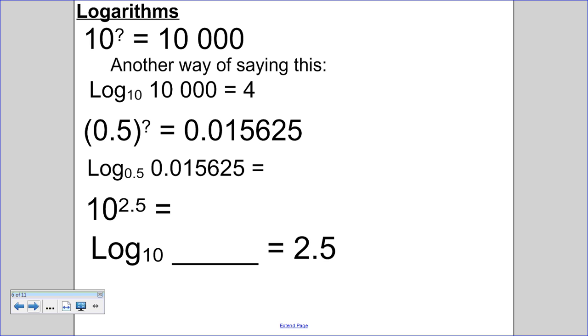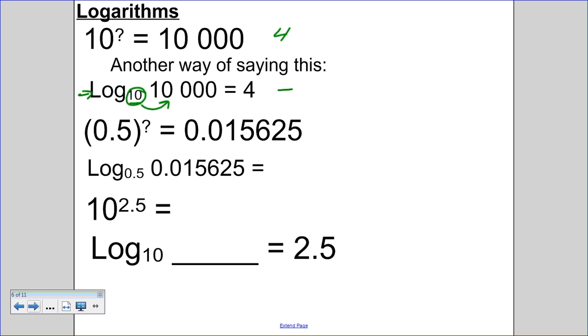Now logarithms take exponents and go backwards. So basically those last 2 examples I gave you are actually examples of doing a logarithm, just not explicitly said that way. So 10 to the power of what equals 10,000? Well, the answer to that is 4. Another way of saying the exact same thing is this. The logarithm base 10 of 10,000 equals 4. So what we're saying here is, what power do we have to take 10 to get 10,000? And the answer is 4.